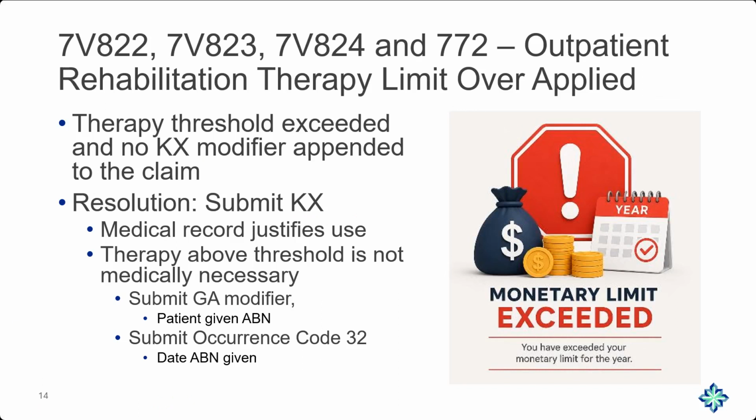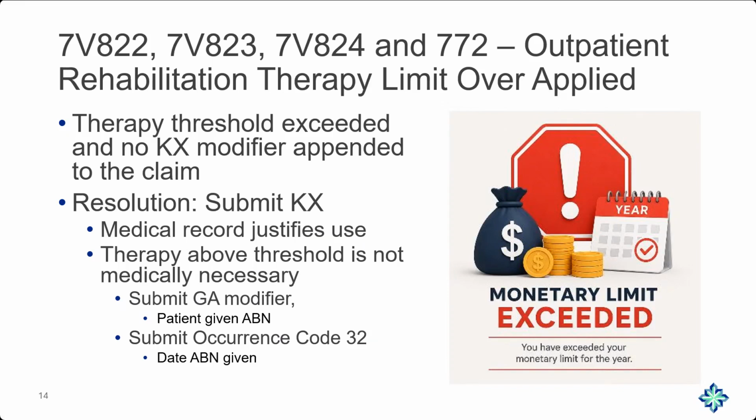So again, these codes append to your therapy claims when that therapy threshold was exceeded in that monetary amount and the KX was not appended to the claim. So this generally happens because the eligibility amount was not checked before the claim was submitted for payment. The denial means that the claims system rejected payment because the billed service pushed the patient's annual therapy spending over that designated limit.